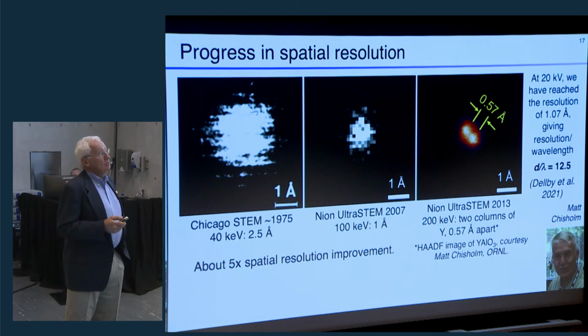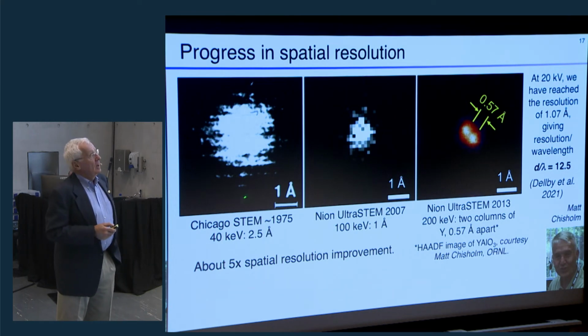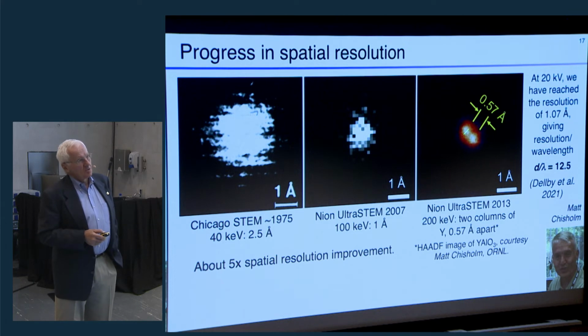So to illustrate the resolution improvement, 1 angstrom resolution of an atom. This is actually a badly taken picture. The pixel should have been smaller and the exposure time should have been longer. But we learned the technique for acquiring images, so it's much smaller pixels. 200 kV atoms 0.57 angstroms apart, nicely resolved.